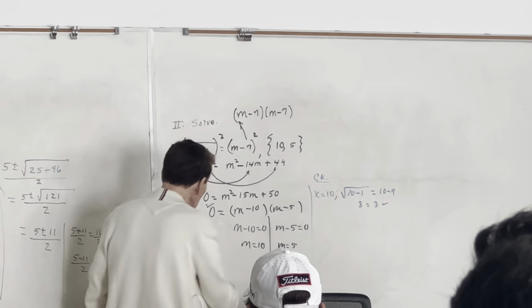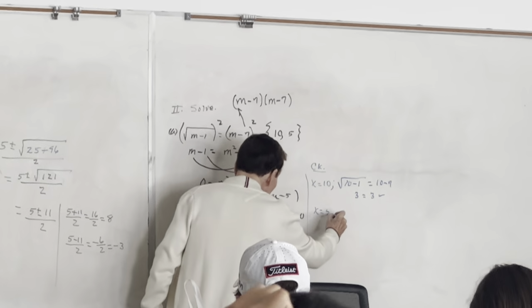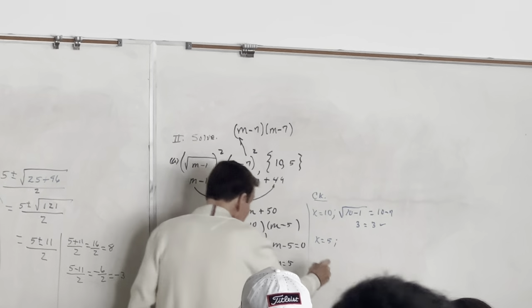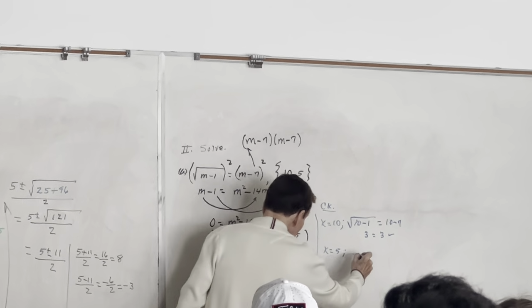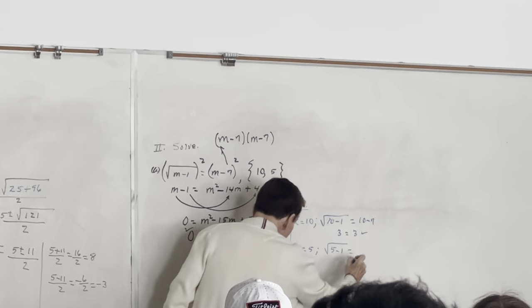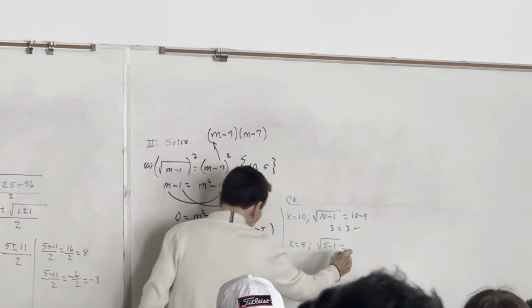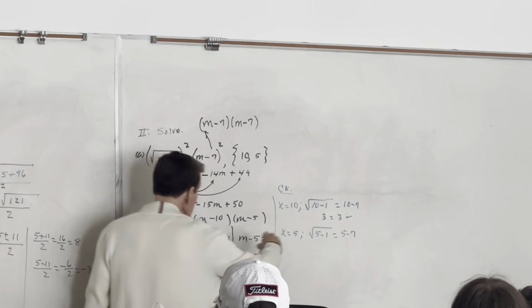The other, I'm checking now, maybe 5 will not check. Sometimes I've seen somebody for one may check, the other may not. Maybe both will not check. Going back to the original, put a 5 in, square root 5 subtract 1, back in the original, is that equal to 5 subtract 7? Checking the 5 there.